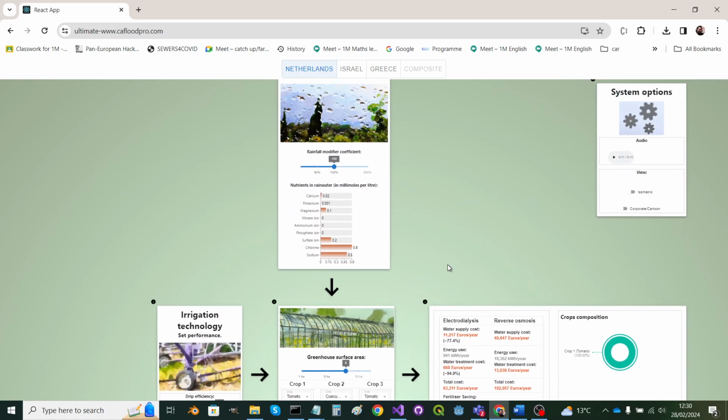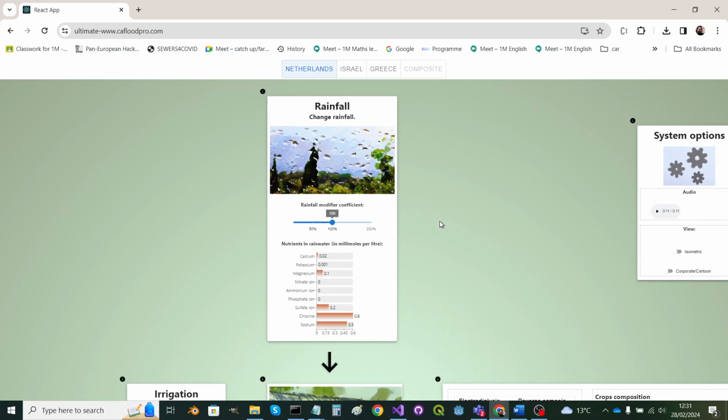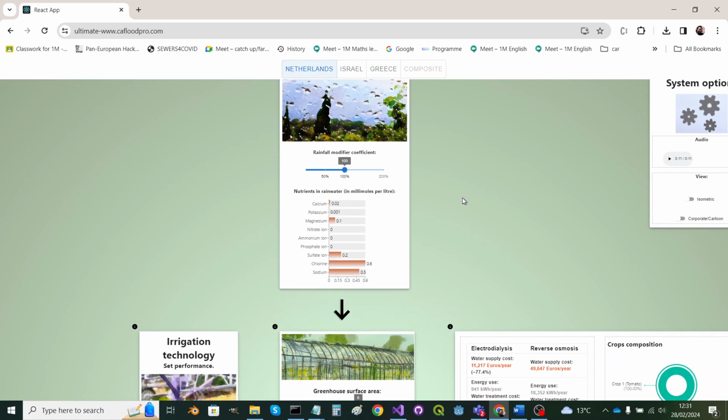In the case of the Netherlands, the first thing the user can influence is the rainfall. Why is that? Well, it's because in the case of greenhouses, they use surface water from reservoirs mostly. Tap water is pretty expensive, while surface water replenishes itself over time and is therefore a much cheaper alternative.